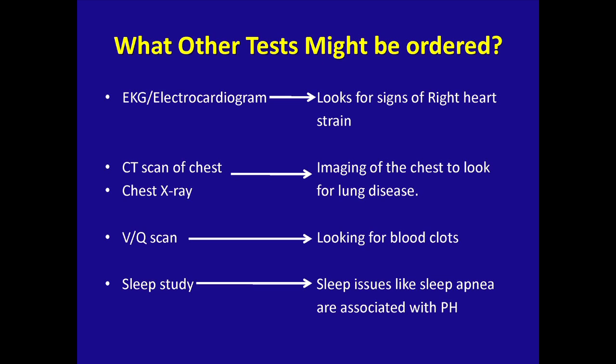This VQ scan is a scan that we do that is specifically looking for blood clots in the lungs, so we want to be ruling out that type 4 pulmonary hypertension. And then a lot of times we'll get a sleep study to see, if you have pulmonary hypertension, is your sleep affected by it, meaning, do your oxygen levels drop at night? And since sleep apnea is a common problem and sleep disordered breathing, we want to make sure that you don't have sleep apnea, which can cause that type 3 pulmonary hypertension.